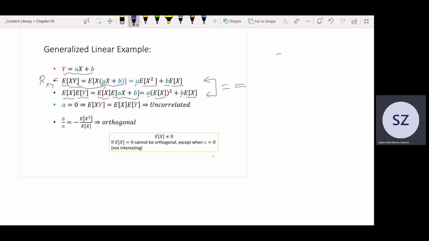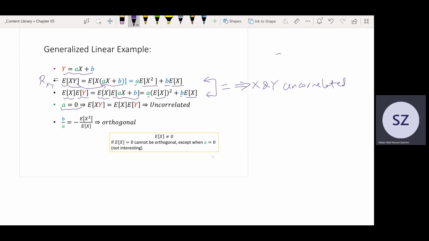Equal means x and y uncorrelated, right? Let's see what the condition is here. If both are to be equal, then a must be equal to... simply it says that y cannot be a function of x such that x and y are uncorrelated.